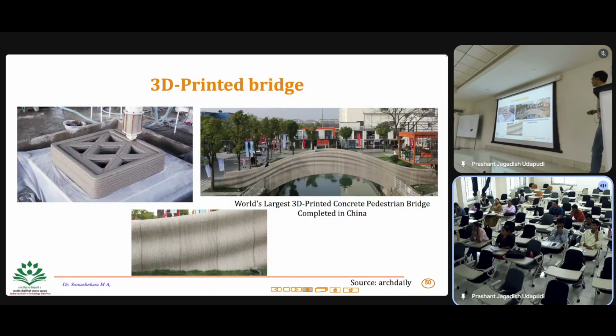Now they're printing a lot of bridges these days. And I think recently there are some more examples which I don't have here. They have printed in the northern parts of India, especially where you don't have access to resources, and you don't have access to go and build the bridges, etc.